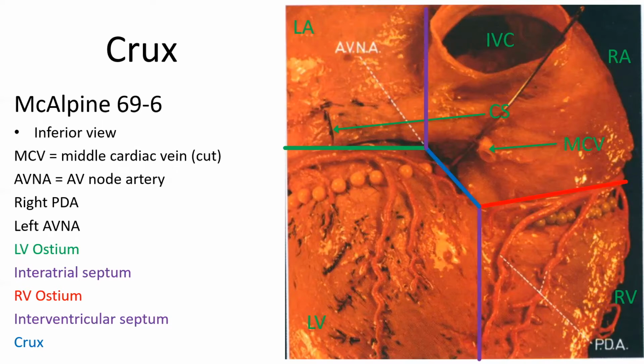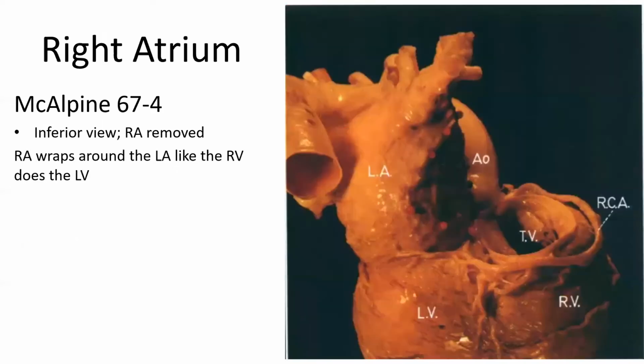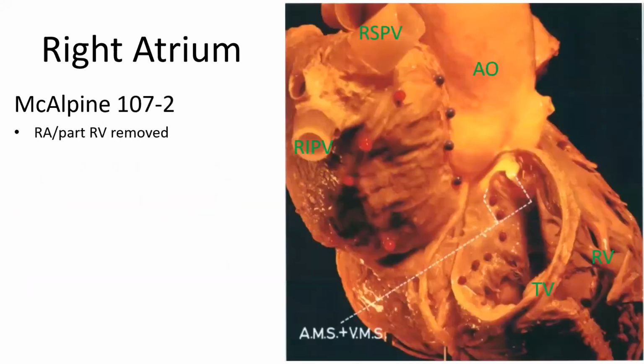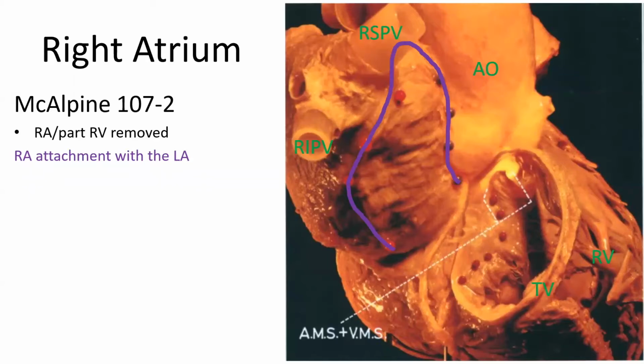So taking this view and rotating around and getting rid of the right atrium, we see something interesting here that I didn't quite appreciate: the right atrium actually wraps around the left atrium, similarly to how the RV wraps around the LV, and I'm outlining that with a purple line here for you. The next picture will be rotated a little bit further. Again, the RA attachment to the LA is a wraparound.